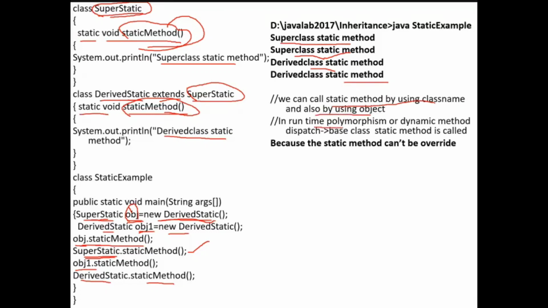So in runtime polymorphism or dynamic method dispatch, the base class static method is called because a static method cannot be overridden. Understood?